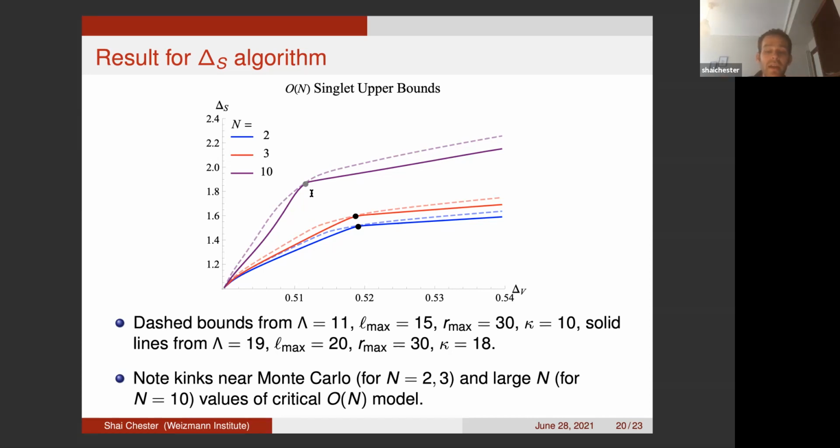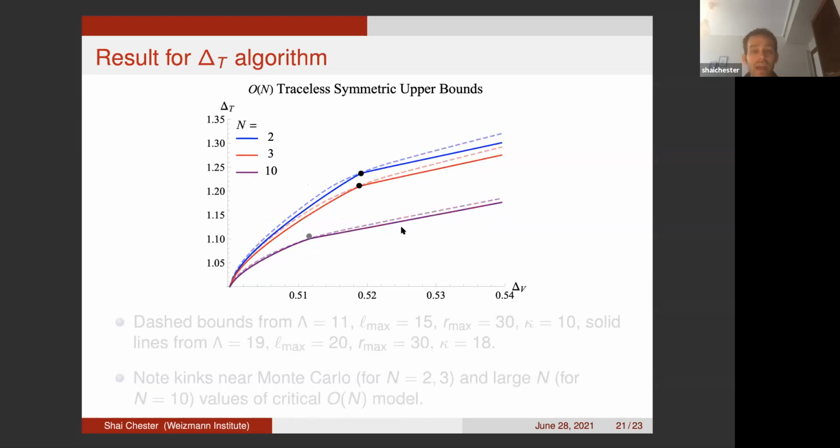Also note another fun thing, which was also mentioned in the previous lecture, which is that as you increase lambda, in general, the plot changes a lot, but right near where the actual theory lives, it changes very little, which seems to be some principle to help you find physical CFTs, perhaps. Okay, so this is the case of the O(N) singlet bounds. One last thing to notice is that as N gets bigger, the bounds include the other bounds, which is perhaps what you might expect. Okay, so now this is for the traceless symmetric upper bounds.